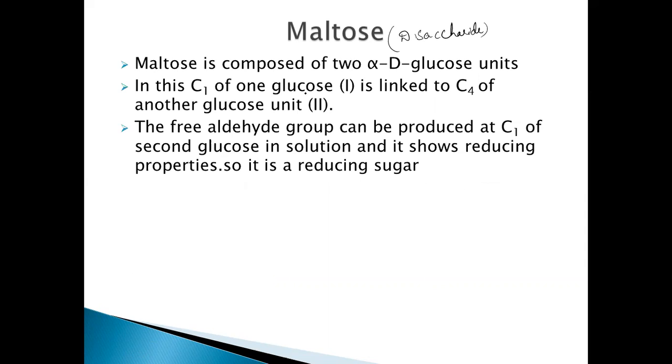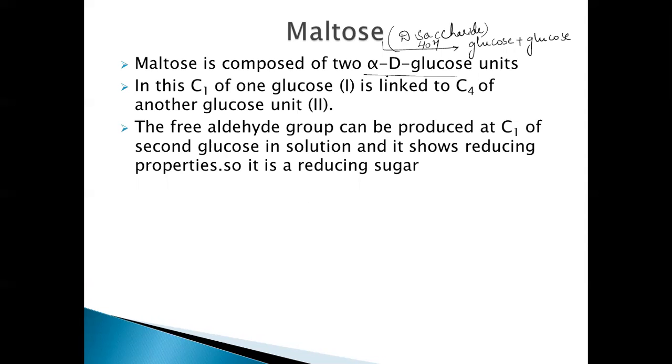What are those two monosaccharide units? On hydrolysis, this will give you two molecules of glucose. That means it is made up of two glucose molecules, and the two monosaccharide units have been linked by means of a glycosidic linkage. Sucrose, I've already discussed, on hydrolysis gives equimolar concentrations of glucose and fructose, but here maltose is made up of two molecules of glucose, right?